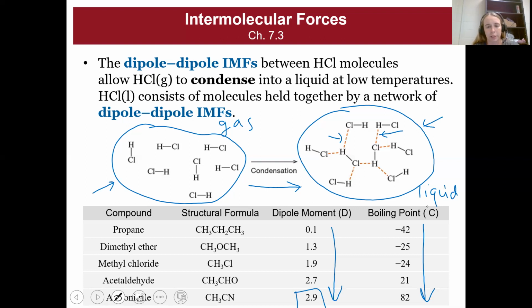So the higher dipole moment means we have a more polar bond, which means we have stronger dipole-dipole intermolecular forces, which means we have to heat up our liquid higher to get to the gas form where we break apart those intermolecular forces. So they're not bonds, but they still have a strength. They still have a force, an attractive force holding them together that you have to undo to get to boiling.